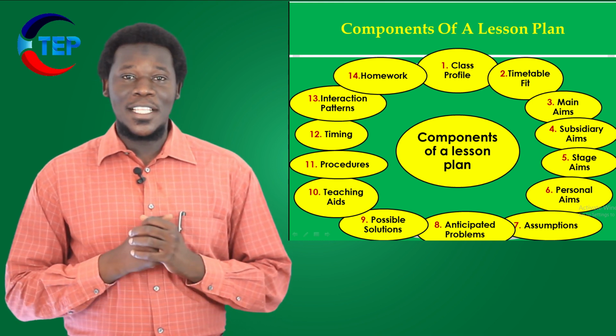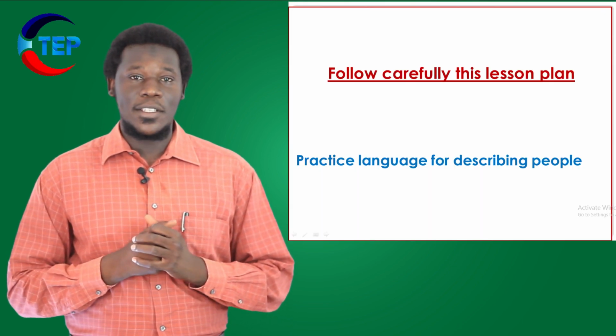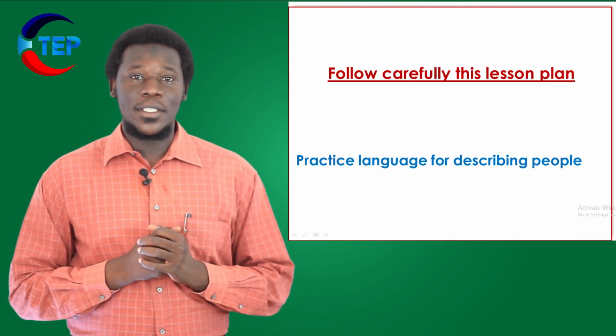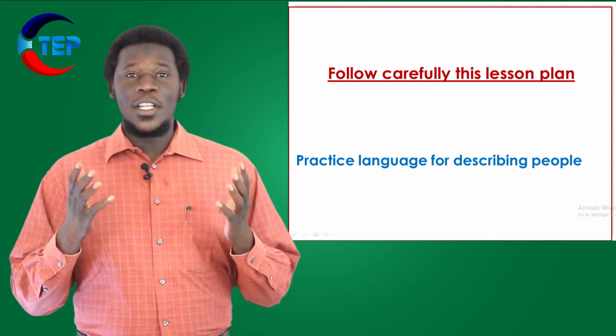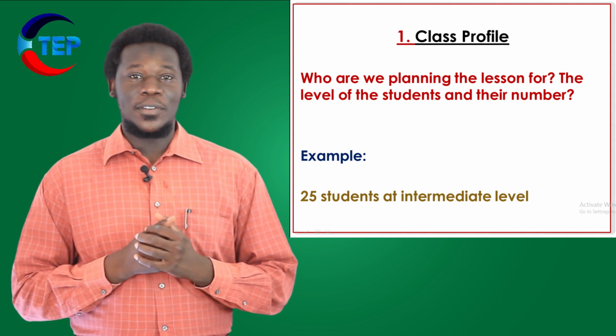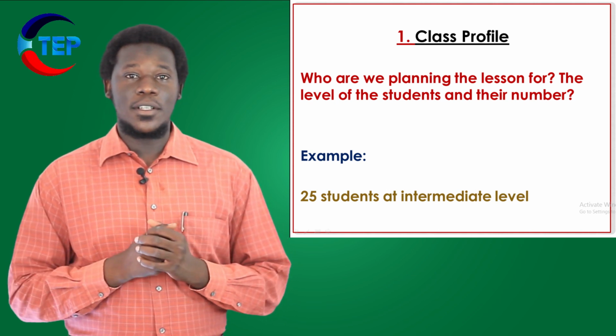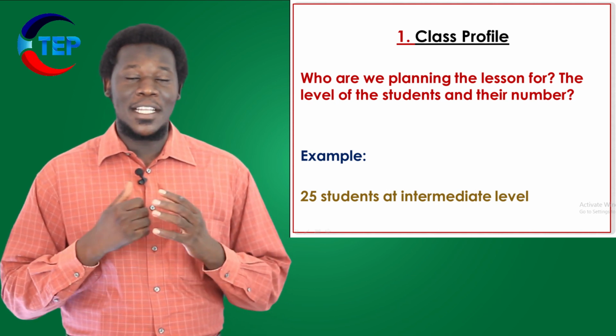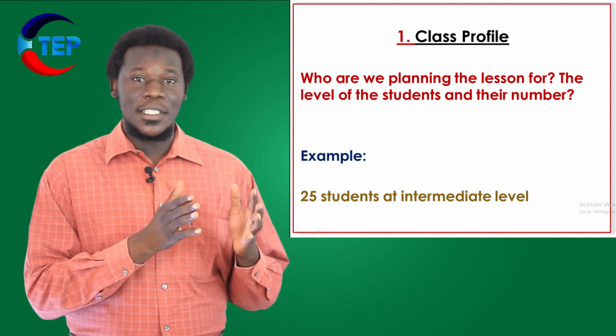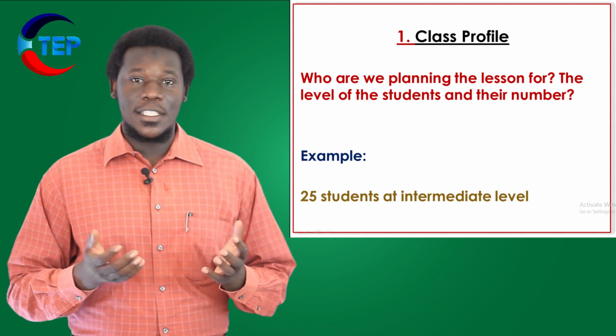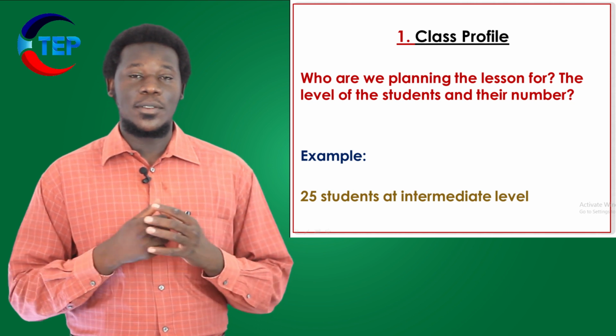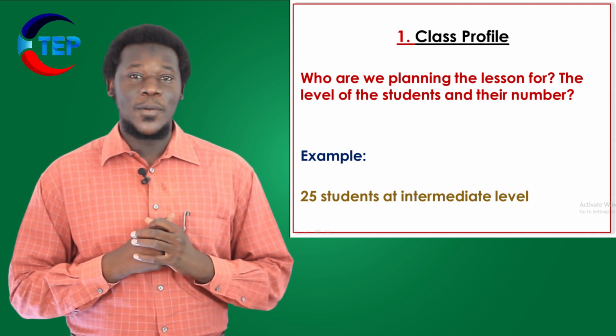So we are going to apply these components to a sample of a lesson plan. So please follow this lesson plan carefully. The lesson is practice language for describing people. So let us examine these components of a lesson plan. Number one, classroom profile. Classroom profile answers the question of who we are planning the lesson for, the level of the students, and their number. For example, we are going to teach 25 students at intermediate level B1.